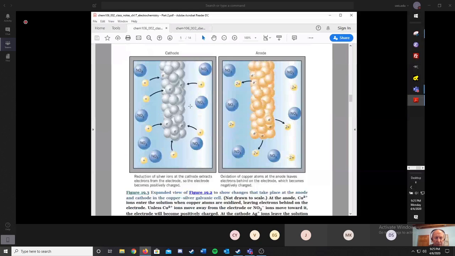So here's a zoomed in version of what's going on at the cathode and anode. The nitrate here is a spectator ion. It doesn't do anything except hang out. And electrons accumulate on the cathode. That's where the silver ends up getting its electron from. So silver, which is positive, is attracted to the cathode. And then the anode was over on the copper side. The anode is where the copper becomes positive.